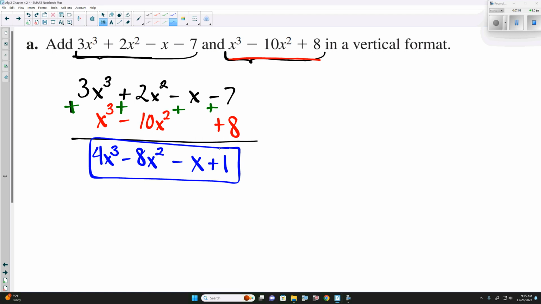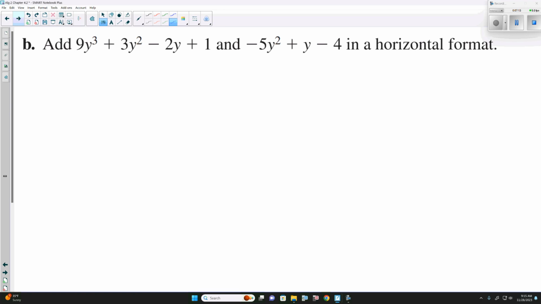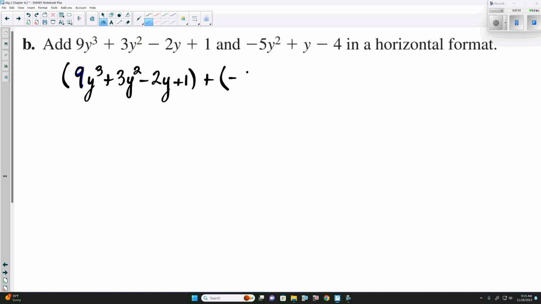Yes. Combine like terms, yeah. Because we can also add horizontally. This is what we're used to. When we add two things horizontally, we're saying 9y cubed plus 3y squared minus 2y plus 1 is being added to negative 5y squared plus y minus 4. This is what we're used to doing.